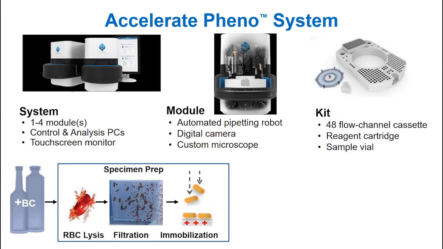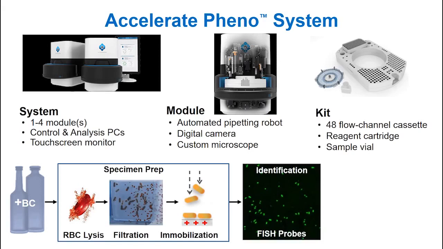Within the system, it's going to lyse the RBCs. It's going to filter out all the RBC remnants and other particulate matter in the specimen, and it's going to immobilize the bacteria onto a grid. After immobilization, the first thing that happens is the identification of the organism present in that positive blood culture. Okay, and it does that by FISH probes. That takes approximately 1 hour and 20 minutes.